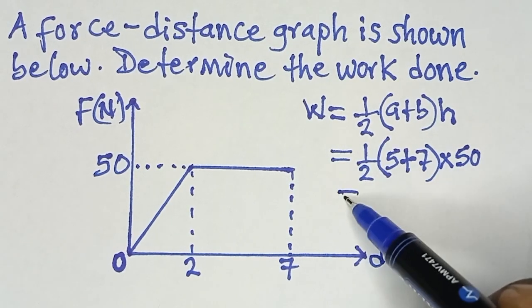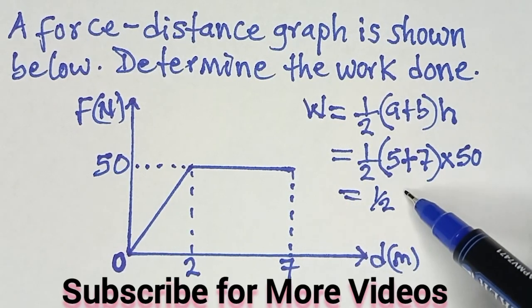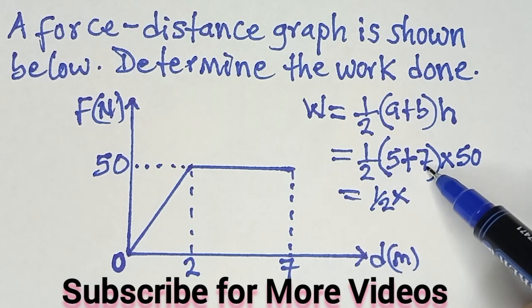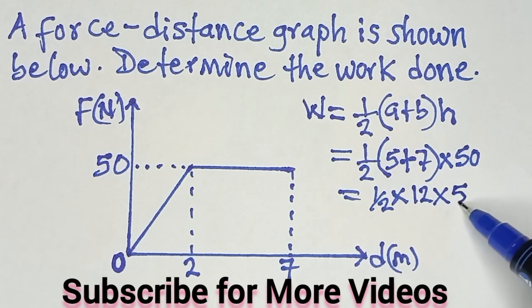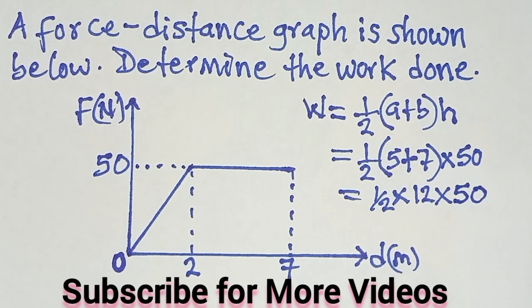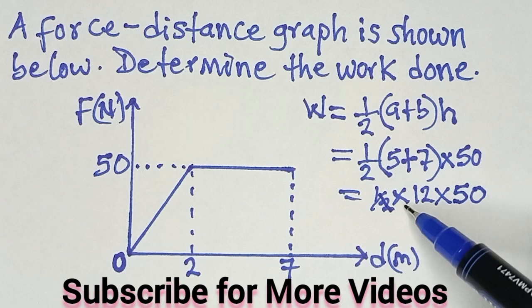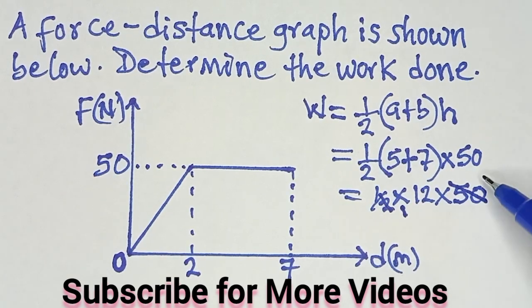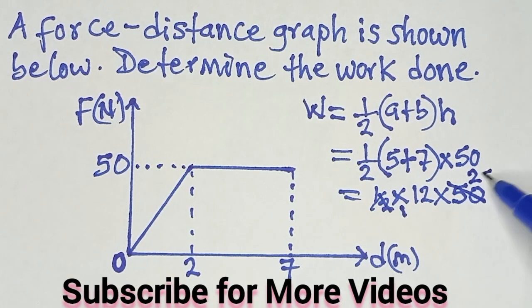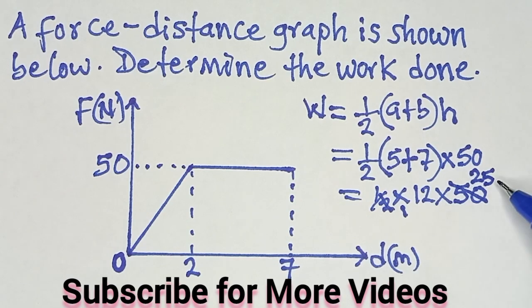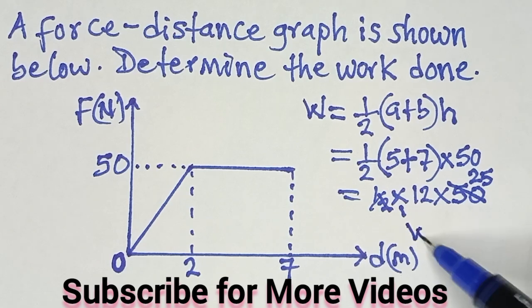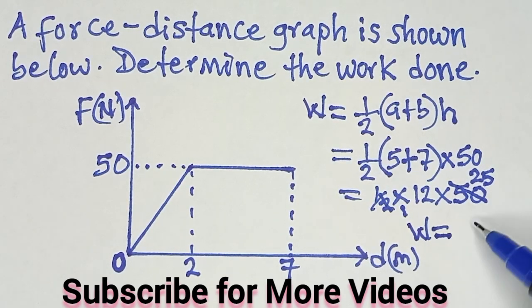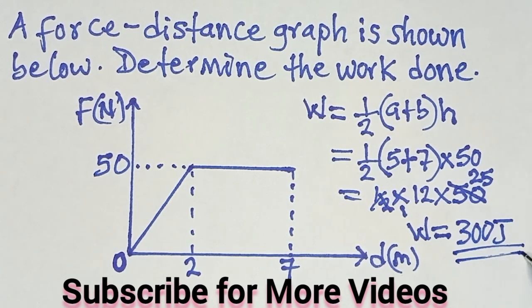And that will give us half multiplied by 5 plus 7, which is 12, and then multiply by 50. So this 2 here, 2 in 50 is 25. So we are left with 12 multiplied by 25. And 12 multiplied by 25 will finally give us the work done as 300 joules. And this is the final answer.